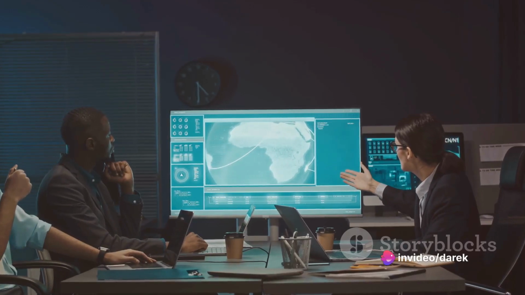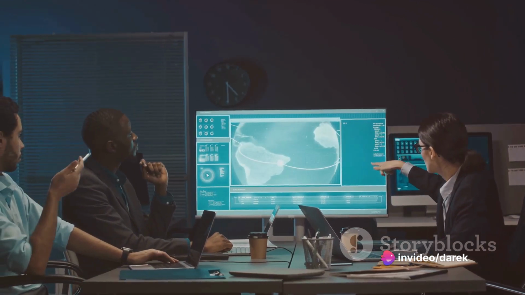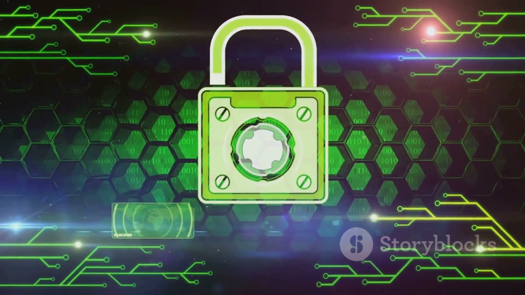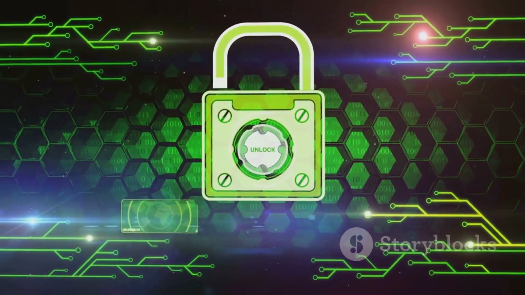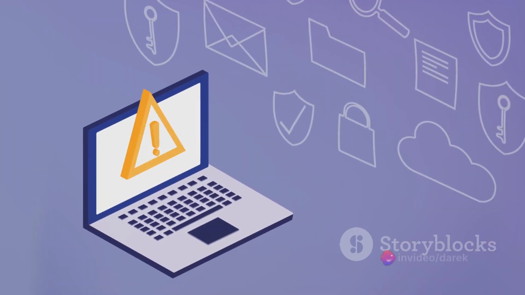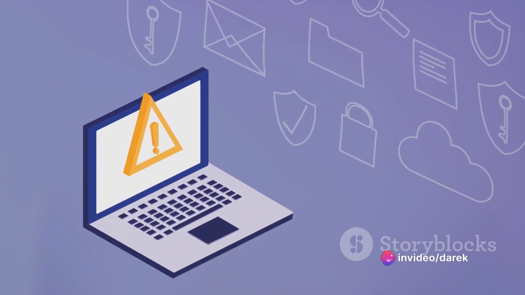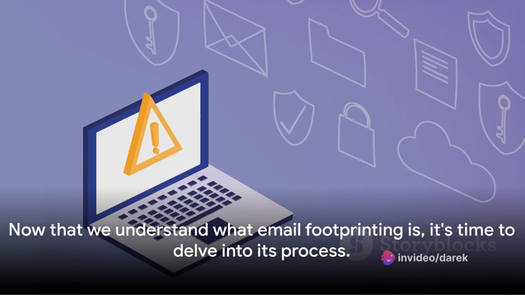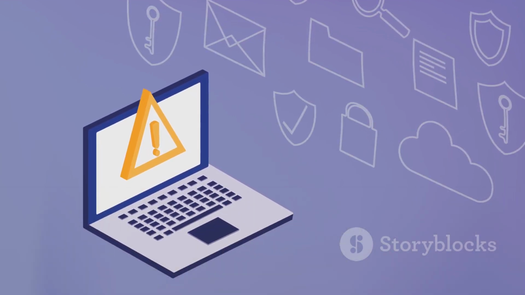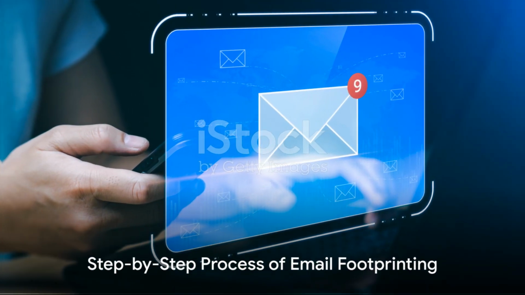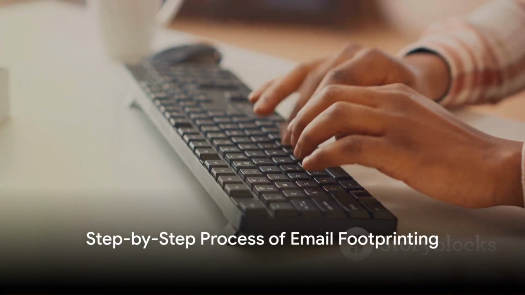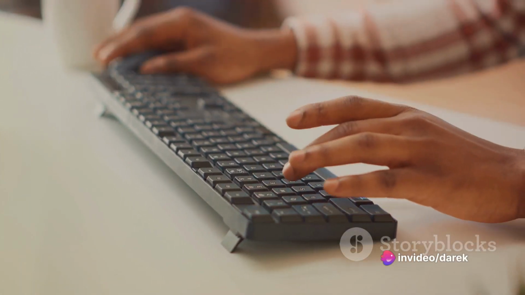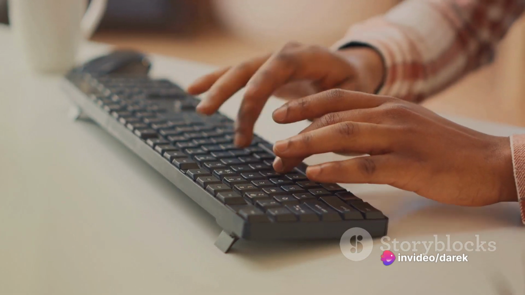In the realm of cybersecurity, email footprinting is a powerful tool. It helps identify potential threats, detect vulnerabilities, and fortify defenses. It's the proverbial canary in the coal mine, alerting us to danger before it strikes. Now that we understand what email footprinting is, it's time to delve into its process. Embarking on the process of email footprinting can seem daunting, but fear not, it's simpler than you think. Let's break it down into manageable steps.